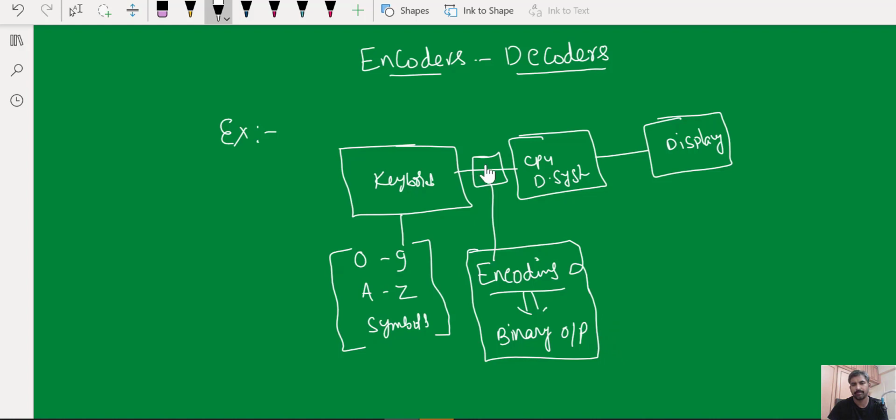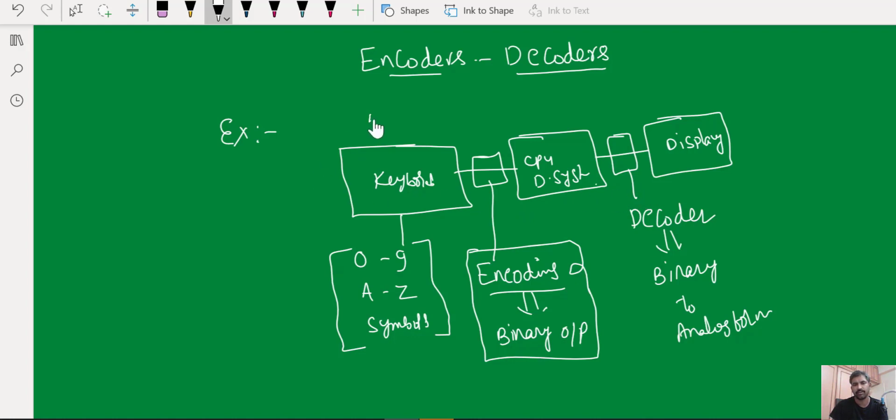This binary output will be given to the CPU or your arithmetic logic unit, whatever it is. It does all the required operations. Now you need to display your answer. Your answer cannot be displayed in binary form. You are supposed to display it back in analog form. In this case you are going to use one more circuit here, which is nothing but your decoder circuit. This decoder circuit will decode your binary information into analog form. So these two circuits, encoder and decoder, are interconnected to communicate the digital system with the analog world.